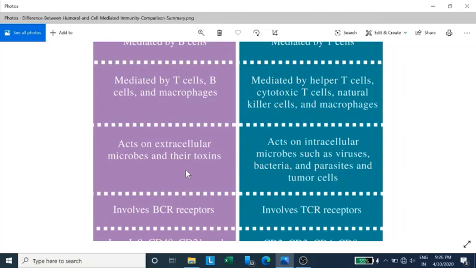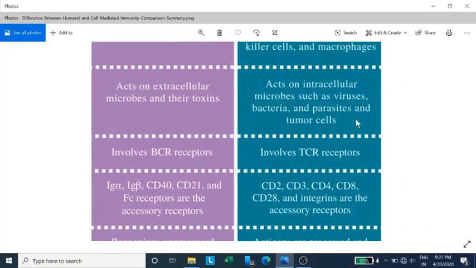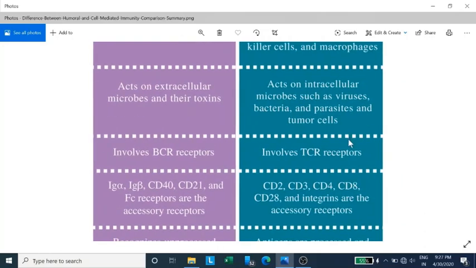Humoral mediated immunity acts on microbes and their toxins directly, whereas the cell mediated immunity attacks intracellular microbes, viruses, bacteria, parasites, etc., which have entered into the tissue cells. So, this is a major difference between humoral mediated and cell mediated immunity.